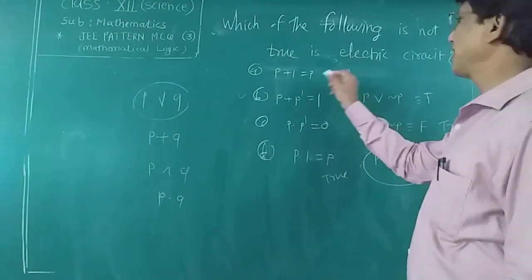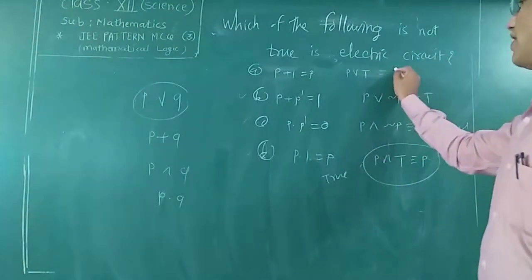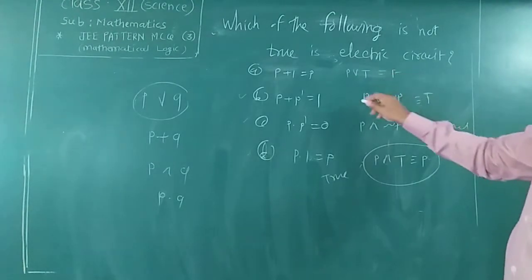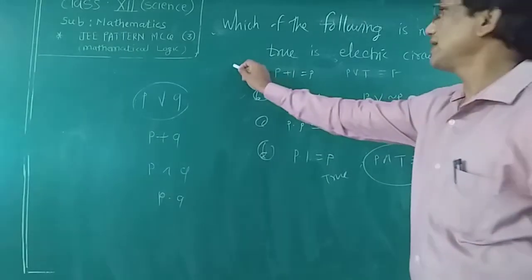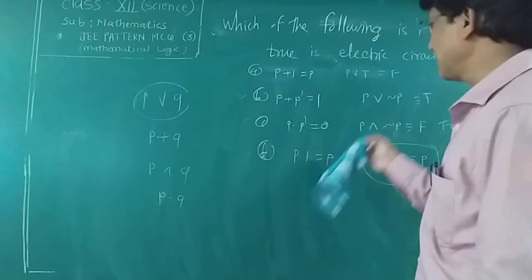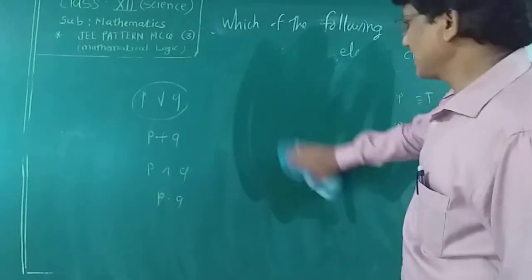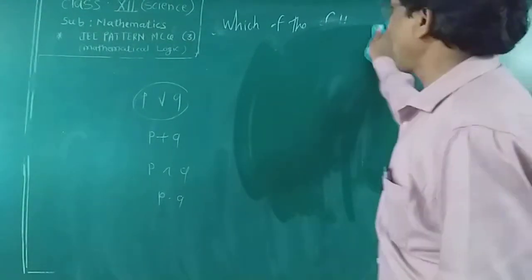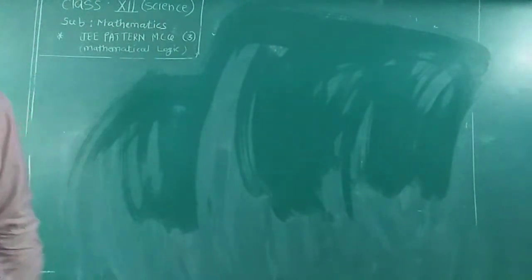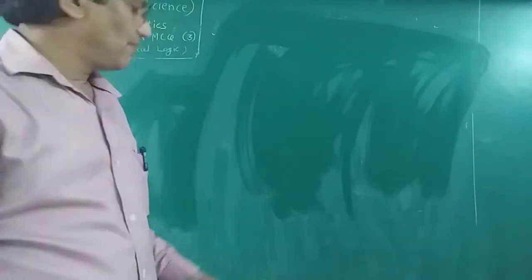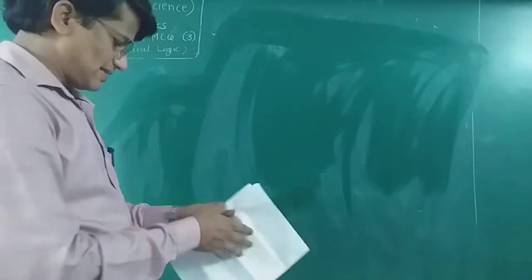P OR T should give T, but here it is given as P. So the first option is not true. This example is also based on the complement law. So in this topic, the rules that are given are very important for solving JEE pattern examples.